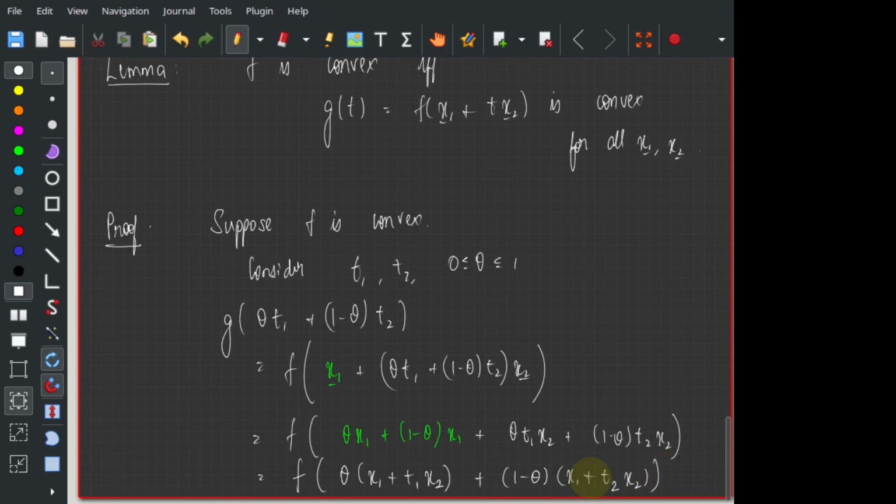Right now I'm just rearranging the terms. I'm bringing the terms which have theta as the coefficient, grouping all of those together, and I'm grouping all the remaining terms which have 1 minus theta as the coefficient together.